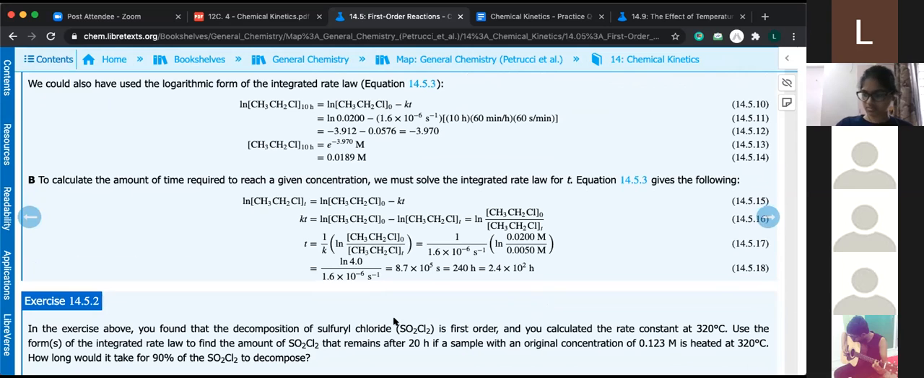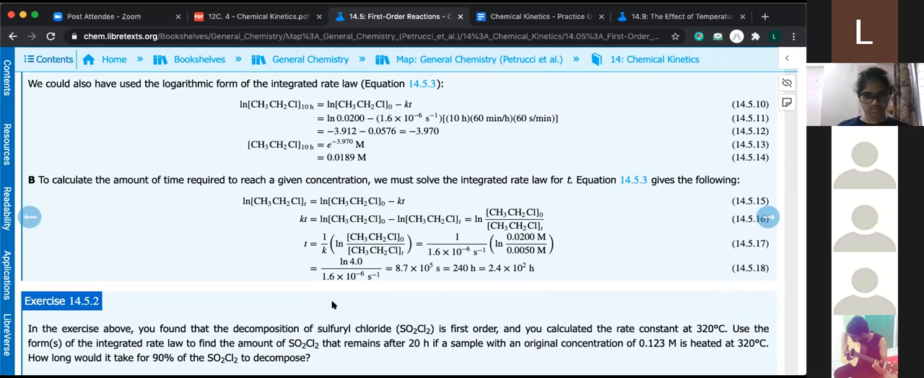Final, so your sulfuryl chloride is first order, and you calculated the rate constant. This is from the previous question. Use the forms of the integrated rate law to find the amount of SO2Cl2 that remains after 20 hours if a sample with original concentration of 0.123 m is heated at that particular temperature. How long would it take for 90% of SO2Cl2 to decompose?